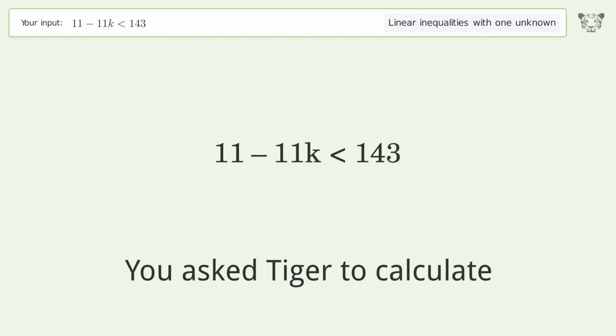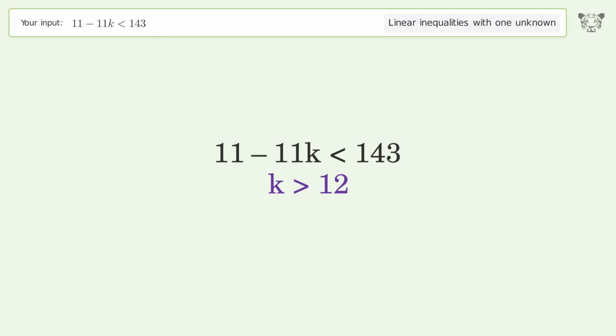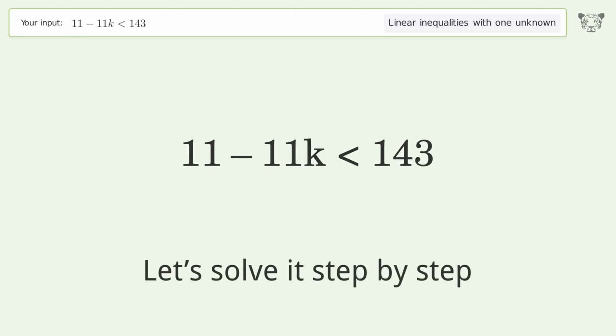You ask Tiger to calculate. This deals with linear inequalities with one unknown. The final result is k greater than -12. Let's solve it step by step.